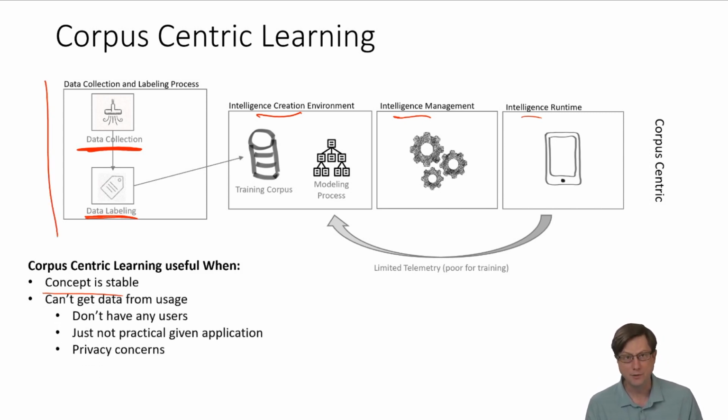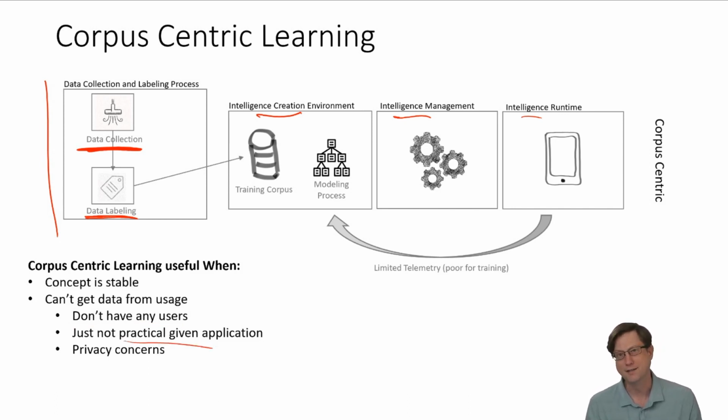Another reason you might want to do this is that you can't get data from usage. One reason you might not be able to do this is you don't have any users yet. How are you going to ship a closed loop system for something really important when your models are just junk because you have no data to train them on? Well, you're going to have to get a bootstrap somehow, and creating a corpus-centric bootstrap might be a really nice thing to do. Sometimes it's not practical to get training data given the application.